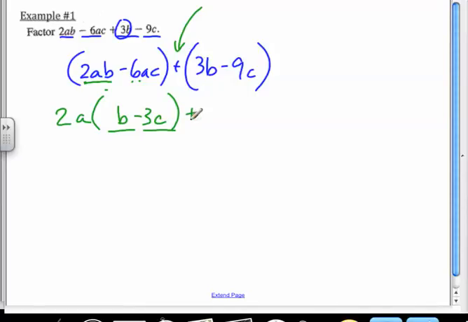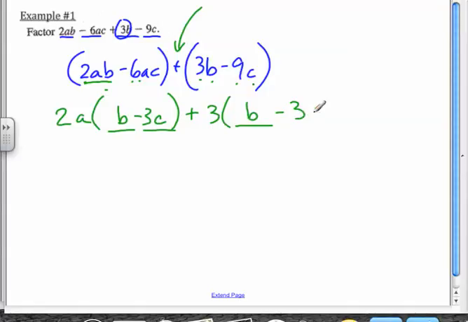Now, looking at this next binomial, I see that 3 goes into both of these terms, so I'm going to pull out a 3, but they don't have any common variables, so there's nothing else I can pull out. 3 times what gives me 3b? 3 times b gives me 3b. 3 times what gives me negative 9c? 3 times negative 3c gives me negative 9c. Excellent.